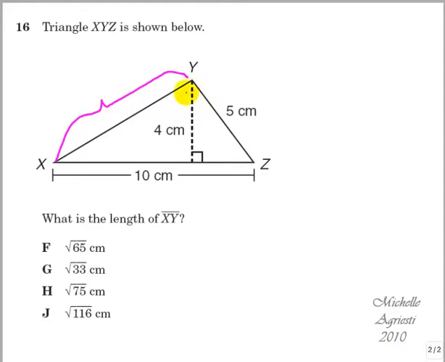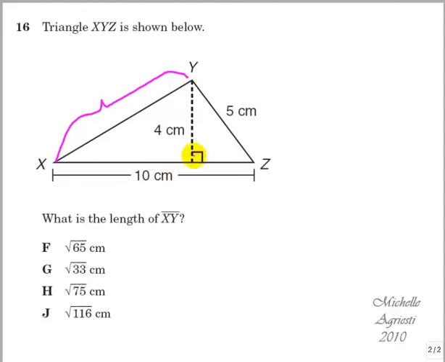It looks like this is a right angle here, but they did not put the little box, so we can't assume that it is a right triangle. If it were a right triangle, I'd do leg squared plus leg squared equals hypotenuse squared, but I can't do that in this case.